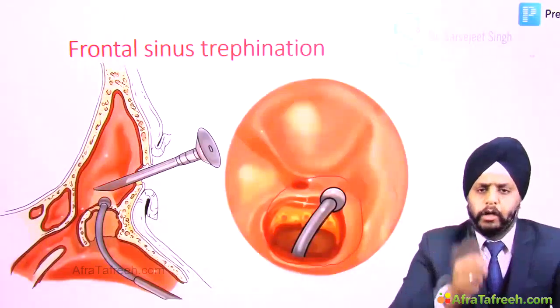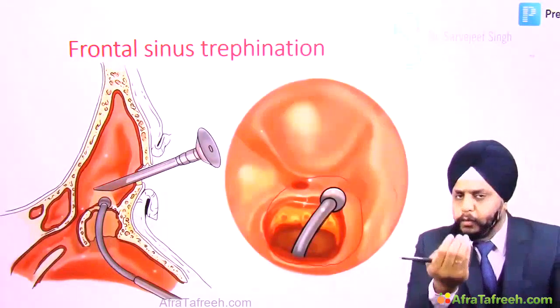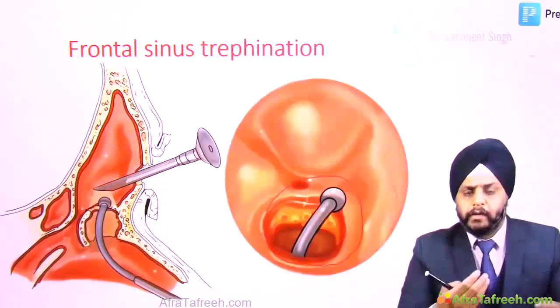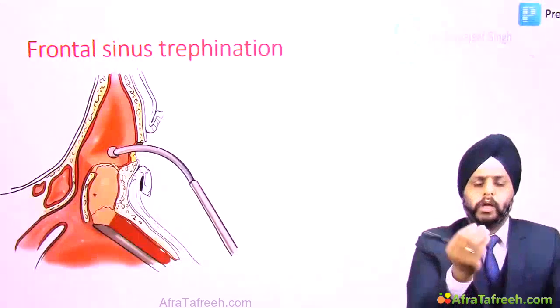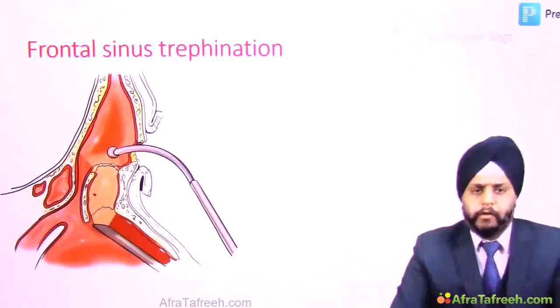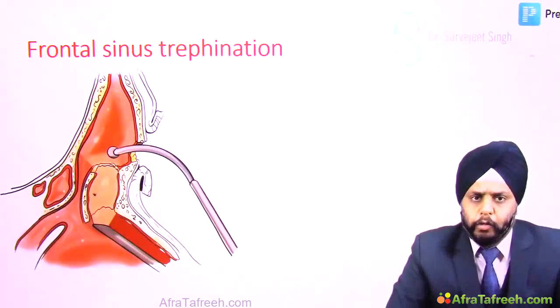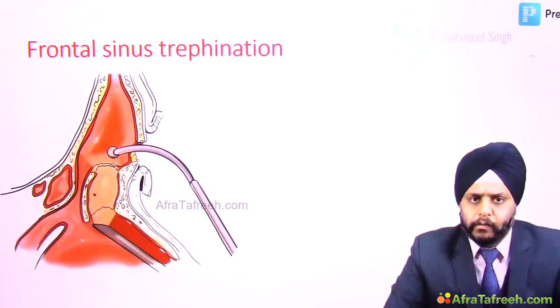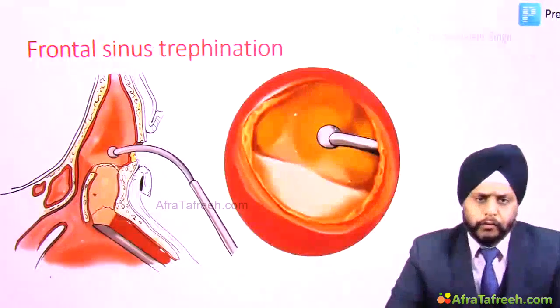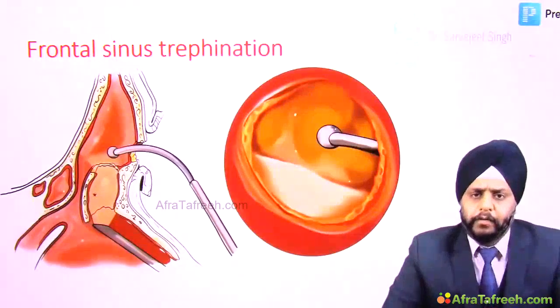So you can put an endoscope inside and drill from below, or you can do it reverse. How can you do it reverse? You can put the endoscope from below and you can put your drill bit from above, from this external opening, and you can drill and make the frontal sinus wide. So that is another use for frontal sinus trephination.